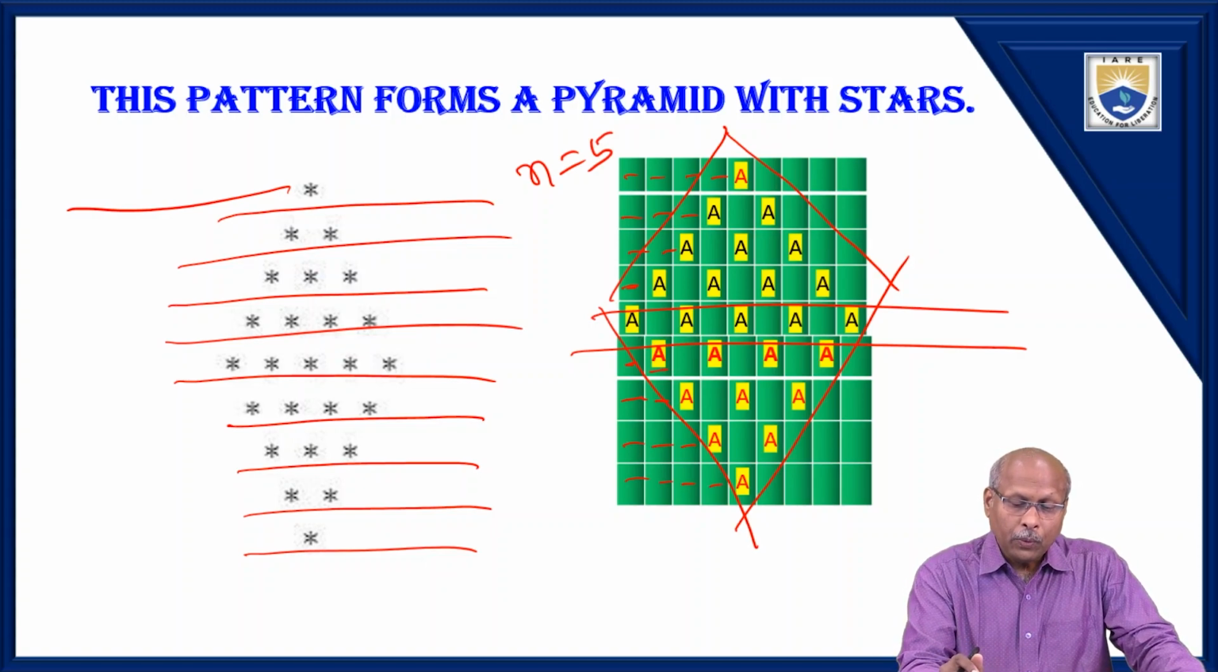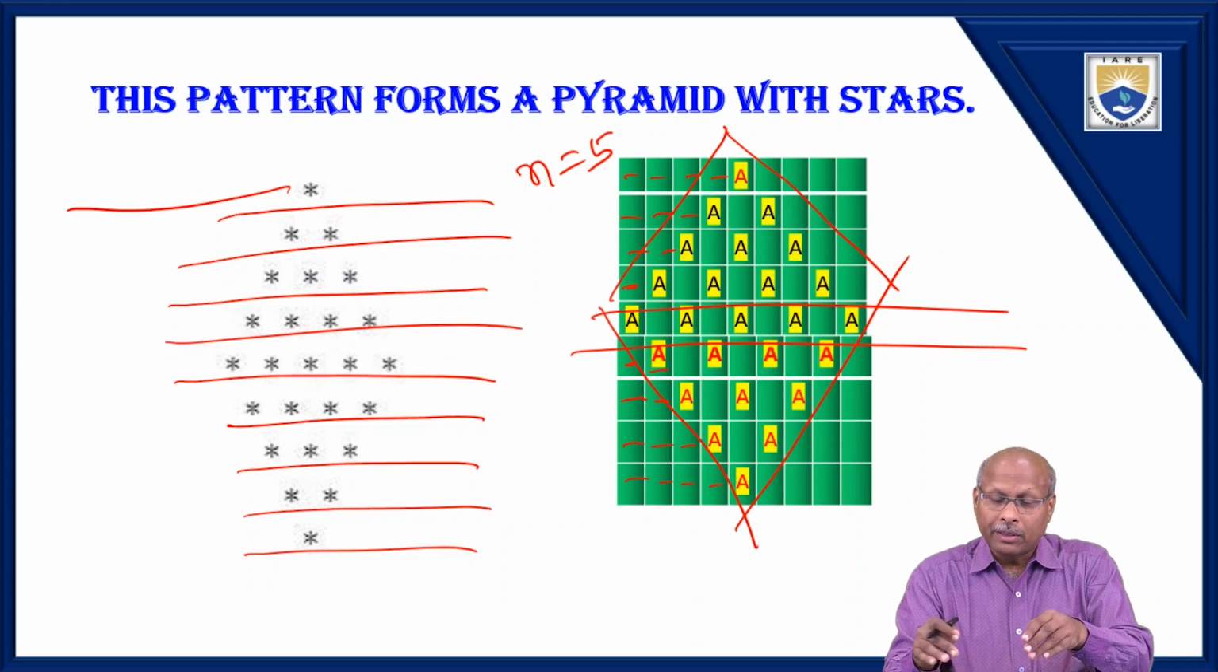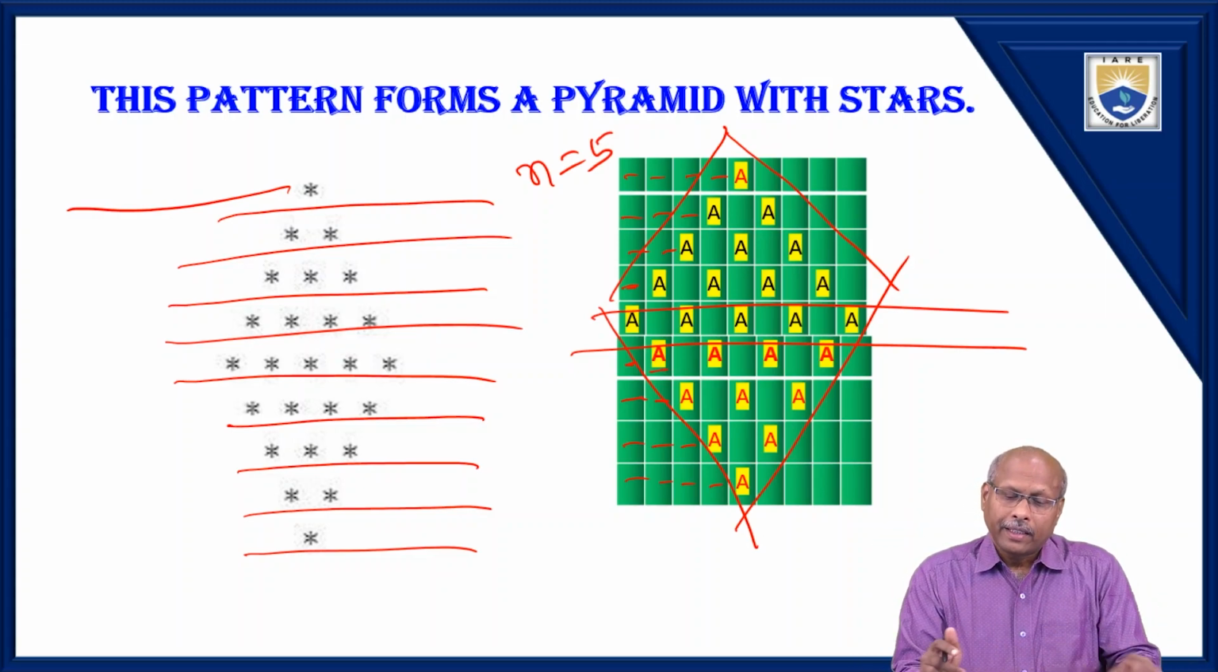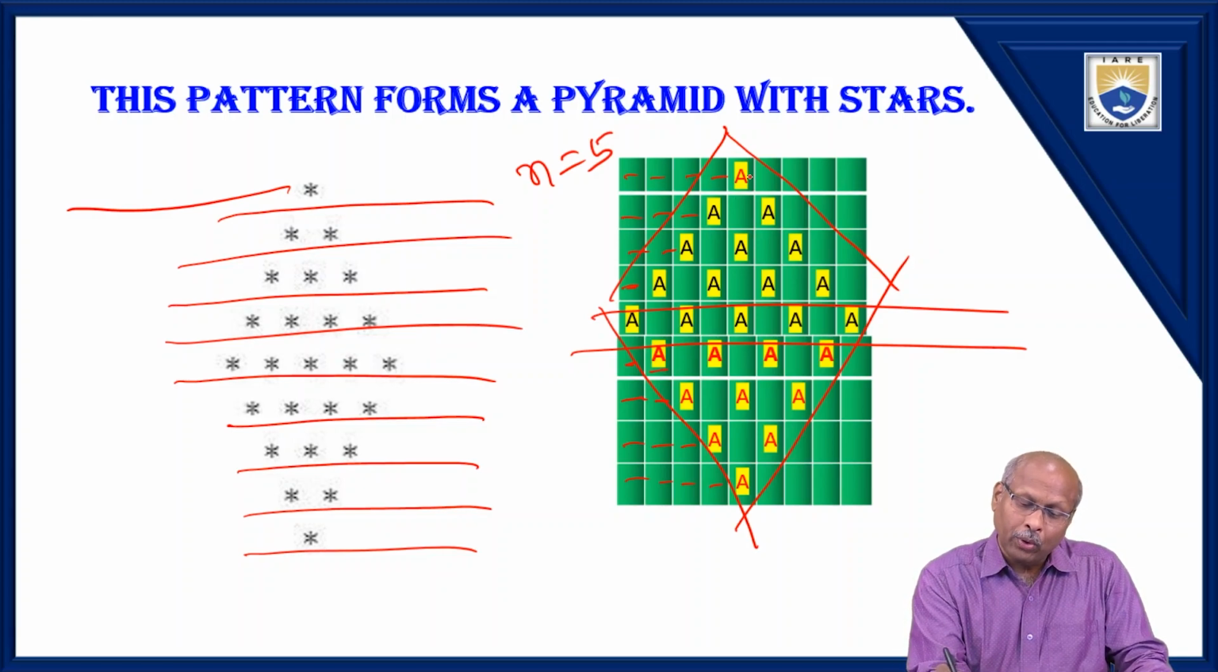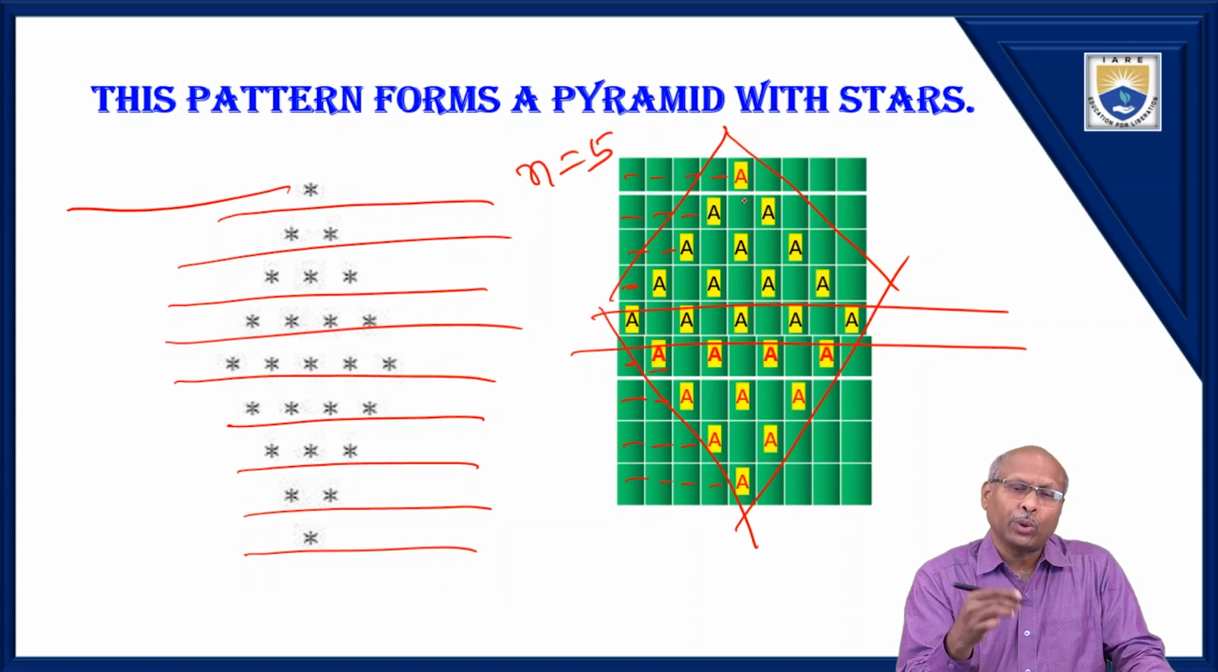So before that, you always have to draw it just like a 2-dimensional array. From the 2-dimensional array we will know how many gaps there are. That many gaps means that many spaces you have to print on the screen.